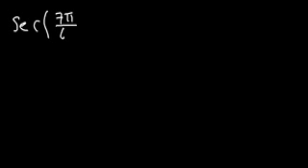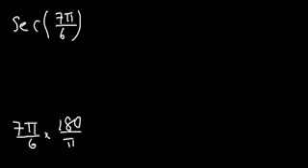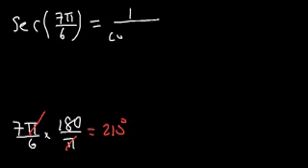So now let's say if we want to find out what secant of 7 pi over 6 is. Let's convert radians to degrees. So this is the same as 180 over pi. Let's cancel the pi's. 180 divided by 6 is 30. 3 times 7 is 21, so 30 times 7 is 210. So this is the same as secant 210, but secant is 1 over cosine. So this is 1 over cosine 210.